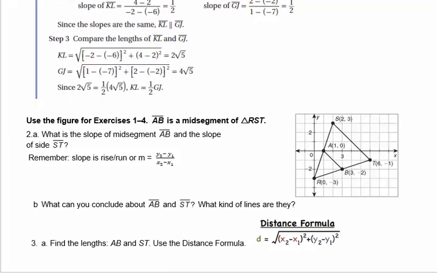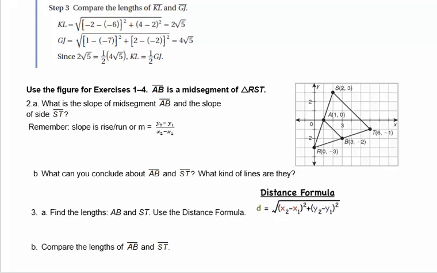So you're going to do that for this problem here. Number 2 and 3 go with this figure up here. So first you're going to find the slope of AB, which is the mid-segment, and of the side right here, ST. And if you find that the slopes are the same, then you'll say that they're parallel lines. If the slopes are not the same, you should probably check your work. I put the slope formula on here, so you can use that, or you can use a slope triangle since they are drawn. You could count the rise over the run.